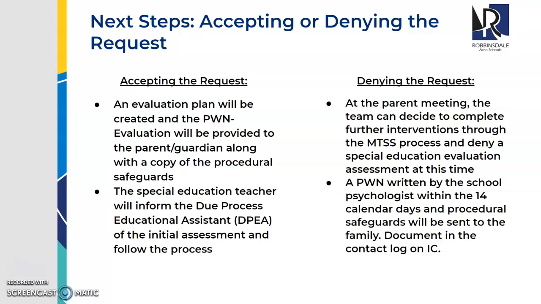If the district decides to deny the request, at the parent meeting, the team can decide to complete further interventions through the MTSS process and deny the special education request at this time. A prior written notice will be written by the school psychologist within the 14 calendar days, and the procedural safeguards will be sent to the family. Again, very important to document all of the steps in the special education contact log in Infinite Campus.